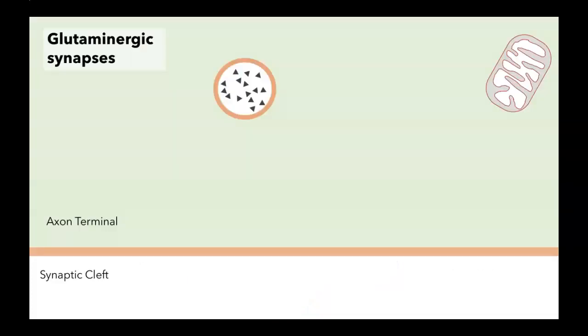Well, now what I want to do is zoom in on events in the axon terminal, and we're going to look step by step at what it takes to load vesicles with glutamate, release them, and then recycle them.